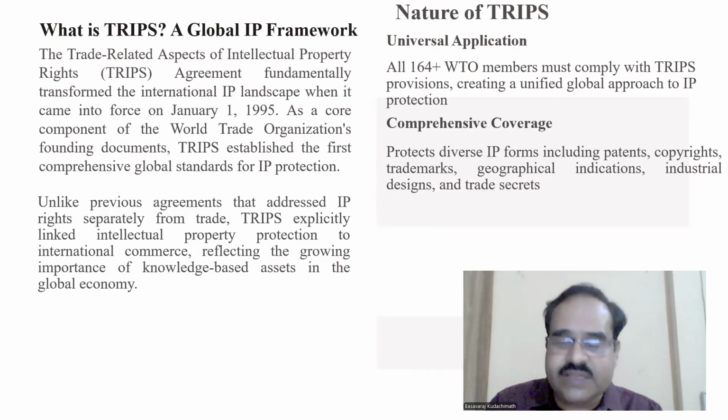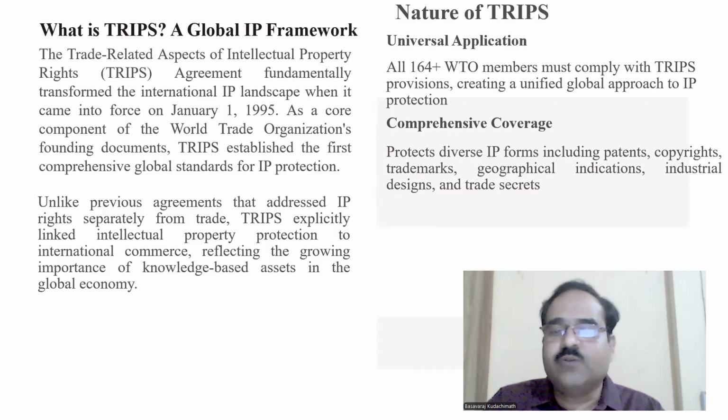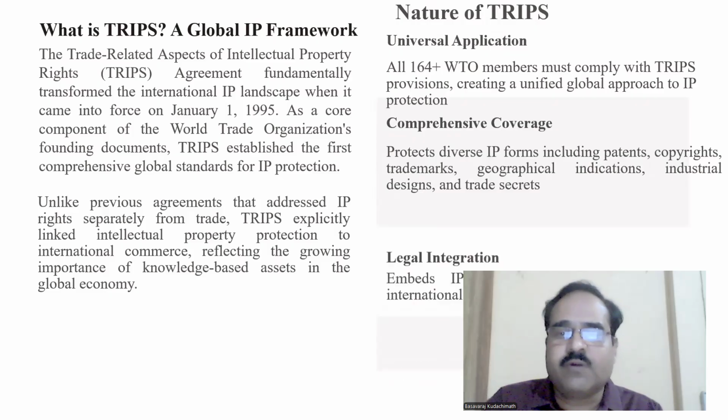How these are protected within the country, and how they are protected internationally also. Common rules were made to protect all these parts of intellectual property. What are the different types of intellectual property? They are the patents, copyrights, trademarks, geographical indications, industrial designs, and trade secrets. All these were told to be controlled properly.